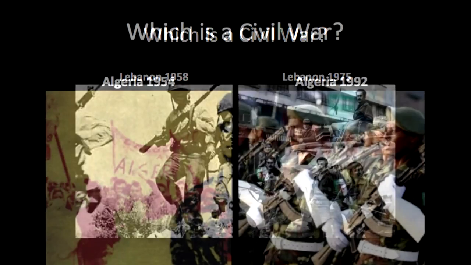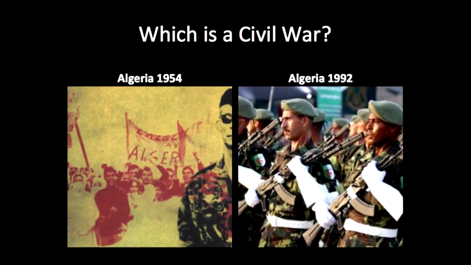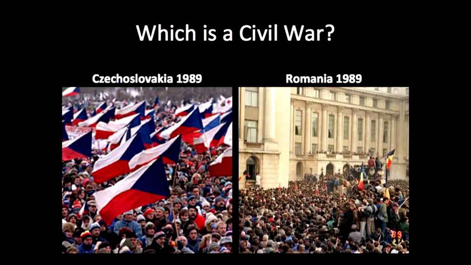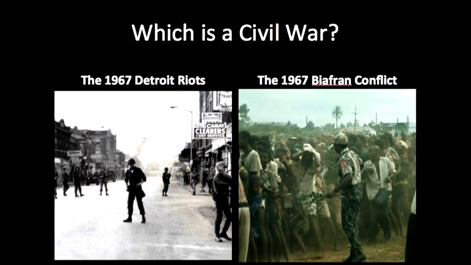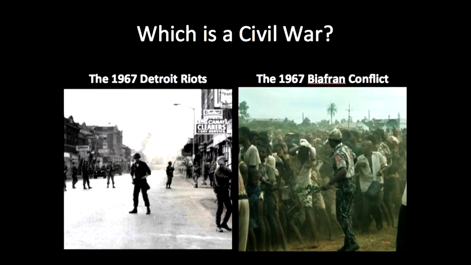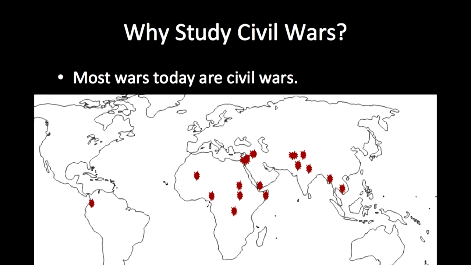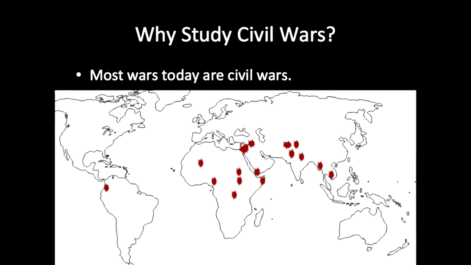How do we know a civil war when we see one? What causes civil war? How do civil wars tend to be fought? And how can we end civil wars? Most wars today are civil wars, and civil wars tend to be much longer and also significantly bloodier than other types of conflicts.